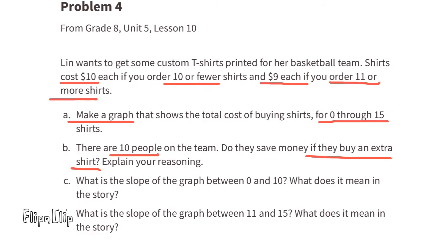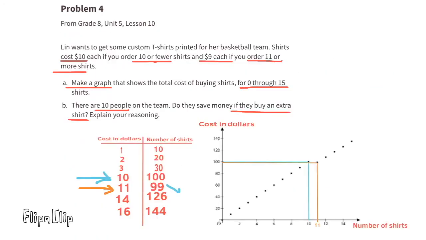B. There are 10 people on the team. Do they save money if they buy an extra shirt? Explain your reasoning. If 10 people each paid $10 for one shirt, that would be 10 shirts for $100. If they bought an 11th shirt, then they could buy 11 shirts for $9 each, and 9 times 11 is $99. So if they paid for 11 shirts, they would actually save $1.